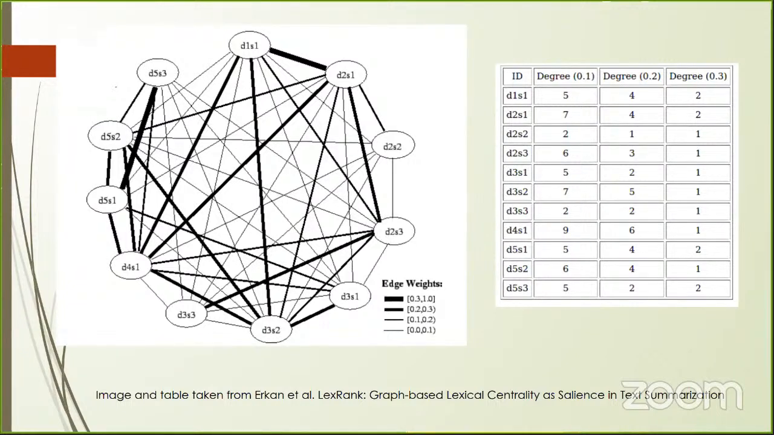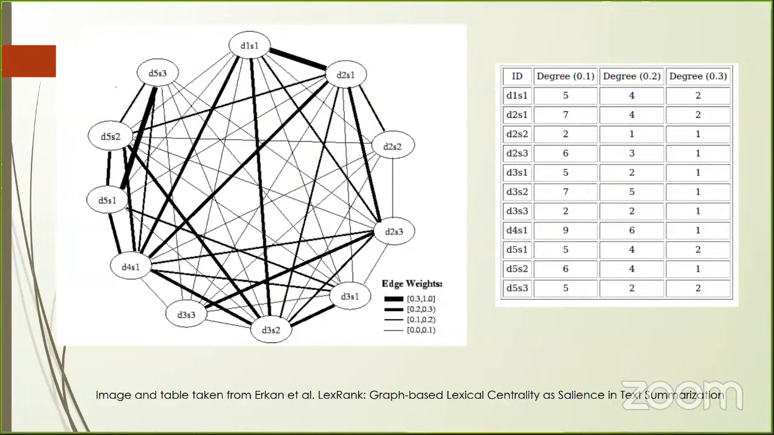Let's talk about the graph first. What the nodes mean is D1, S1 means the first sentence in the first document. So this is a multi-document summarization example where D1, D2 up till D5 are 5 documents and S1, S2 are sentences within that document. So D1, S1 is first sentence in first document. Likewise, D3, S2 is second sentence in third document.